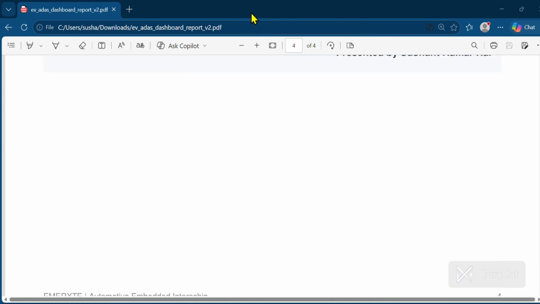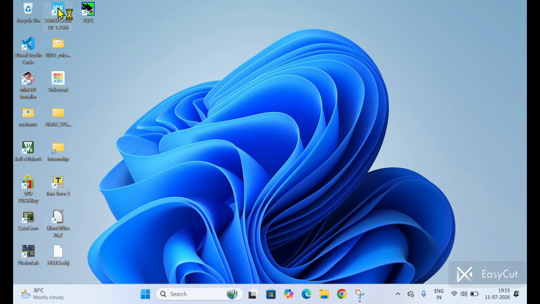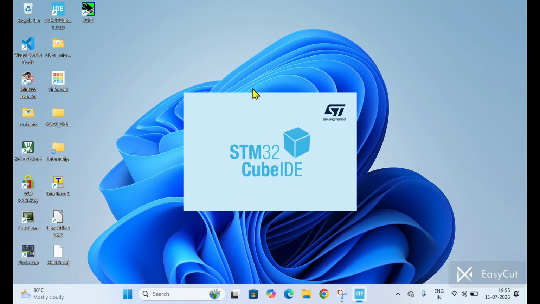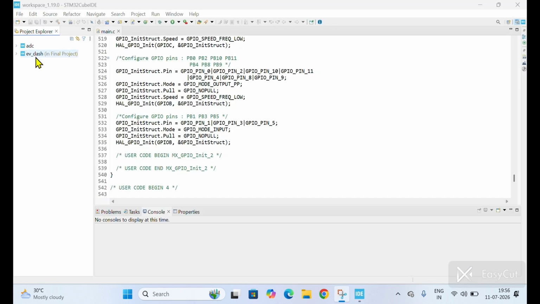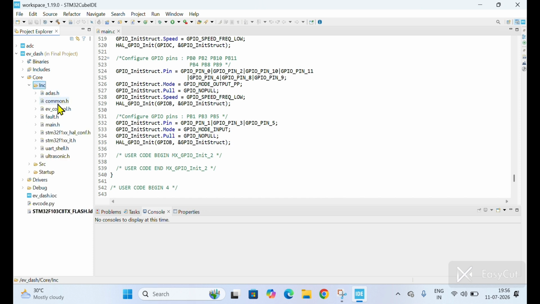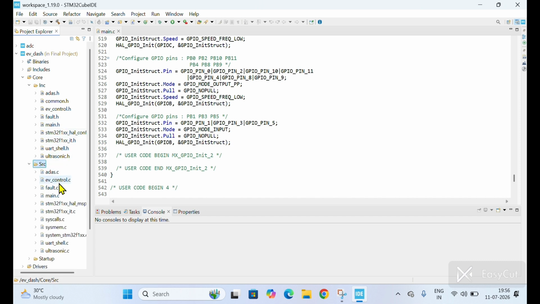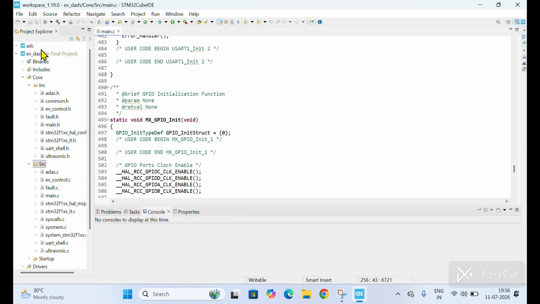So thank you. Now let's look at my project. This is my STM32CubeIDE. It's taking time to open. So this is my whole project. In the EV ADAS final project, we have Core, Inc, and Src files: adc.h, common.h, ev_control.h, fault.h, link.h, and the source file ev_control.c. Now we will clean this project.